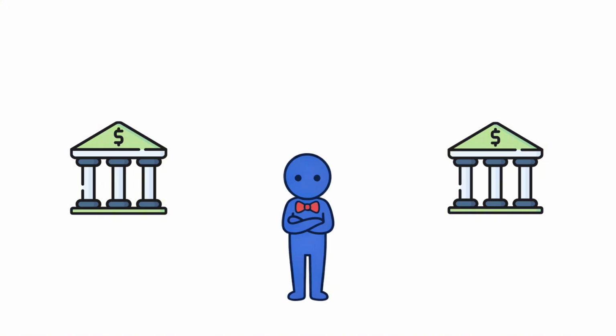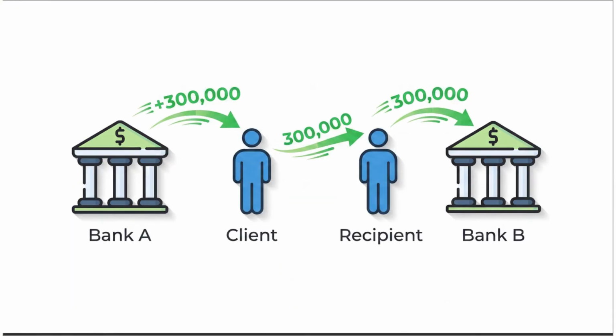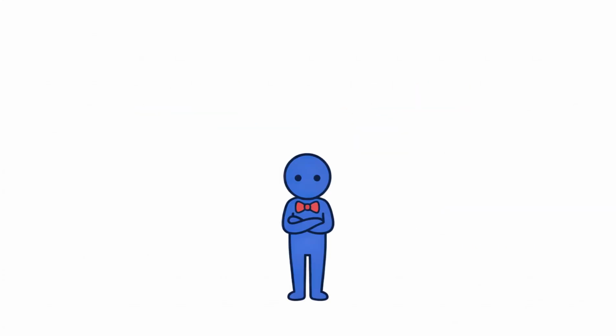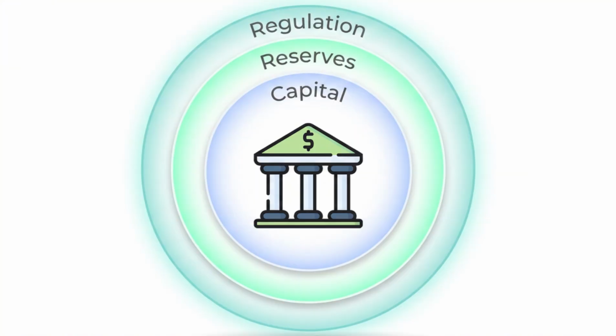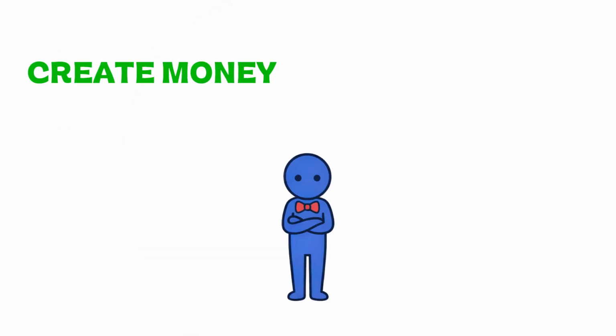Banks also face liquidity constraints. When the money they create circulates and ends up at other banks, which it always does, those banks will demand settlement. That settlement requires actual reserves held at the central bank. A bank that creates credit recklessly will find itself unable to meet those obligations. So the system is not unlimited. It is constrained by regulation, by capital ratios, by market discipline, and by the basic mechanics of interbank settlement. The ability to create money is real, but it is not infinite, and it is not free.